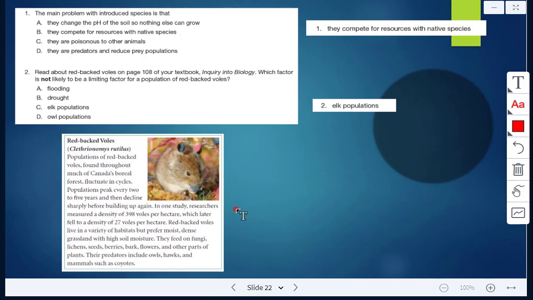All right, which factor is not likely to be a limiting factor for a population of red-backed voles? So A is flooding, B is drought, C is elk populations, and D is owl populations. So the answer is elk populations because we can see here their predators are owls, hawks, and other mammals. There's no competition happening with the elk population. Flooding and drought are important because they prefer moist, dense grassland with high soil moisture.